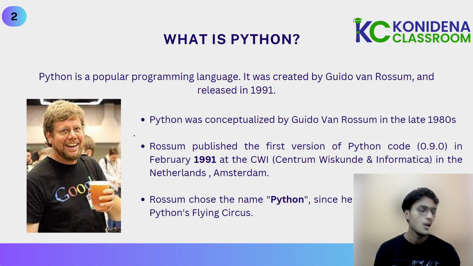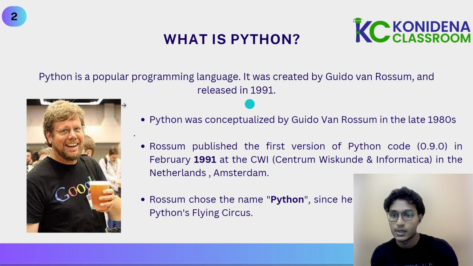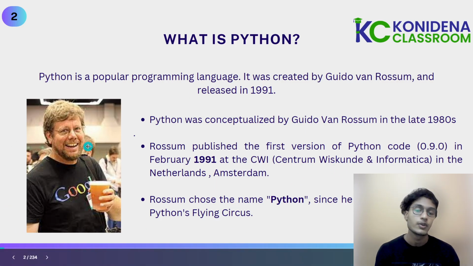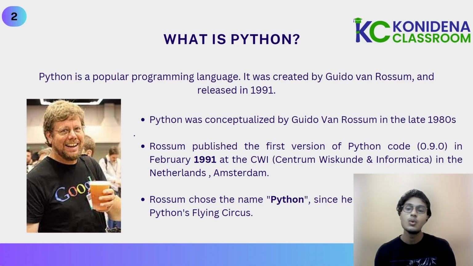So what is Python? Python is just a programming language. It's a very popular programming language, as you know, and it was built by Guido van Rossum. So this guy right over here, his name is Guido van Rossum, and he was the one who built Python. But he's not the only one who built Python. There were so many people on his team as well, who dedicated their time to building this programming language.